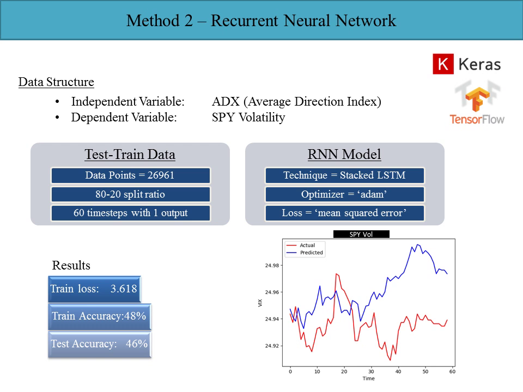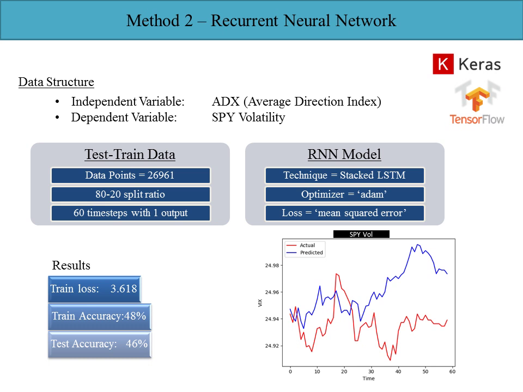Now we have taken 60 time steps for one output, which means we are training on 1 hour of 1 minute data to predict the output, which will be the 61st minute, and this will continue on a rolling basis. For the RNN setup, we used a stacked LSTM with the optimizer as ADAM, and for calculating the loss, we used mean squared error and set the epoch to 30.